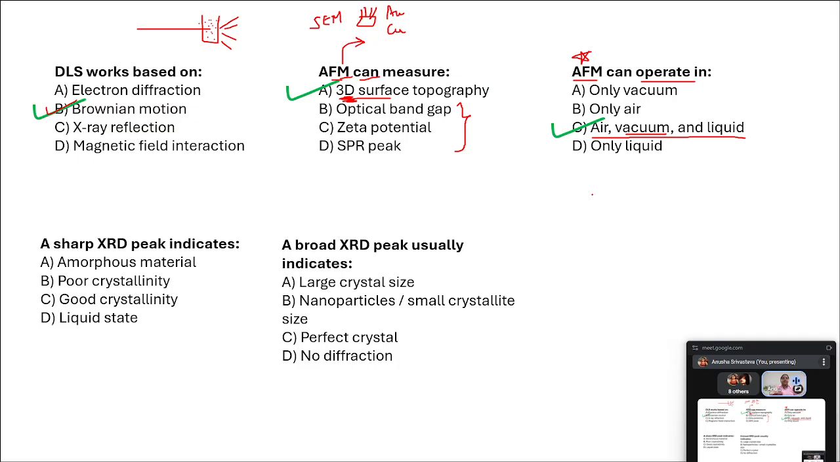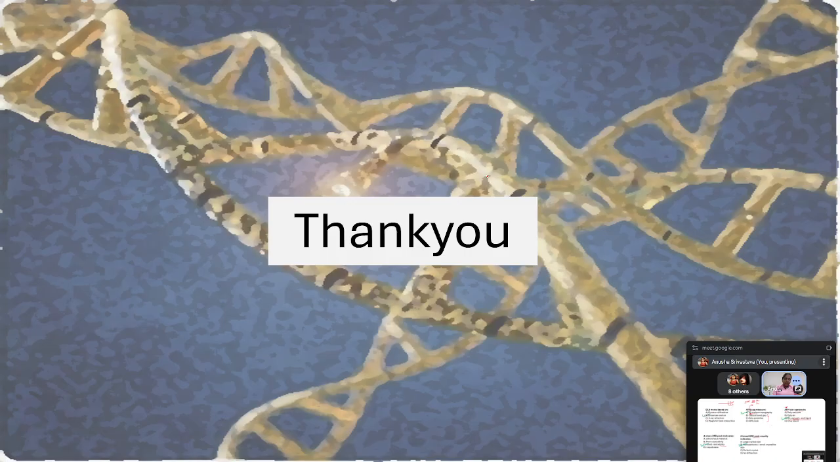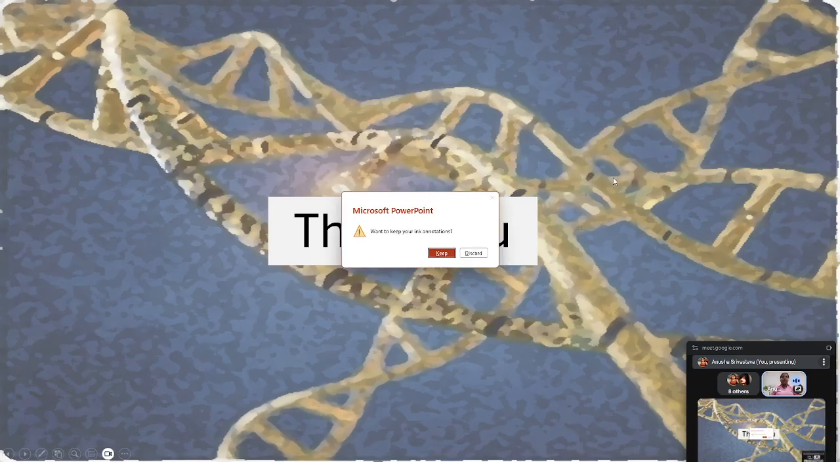A sharp XRD peak indicates, what does it indicate? I think a lot of people have already answered it correctly. Yes, it indicates good crystallinity. Now a broad XRD peak usually indicates, as we have seen in some of the examples, nanoparticles or small crystallite size. So these are some of the basic questions.